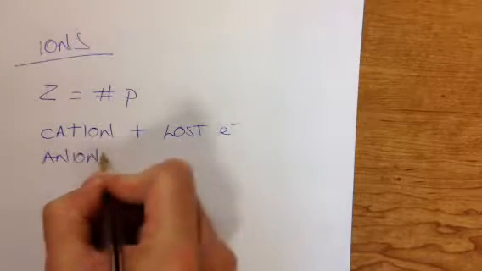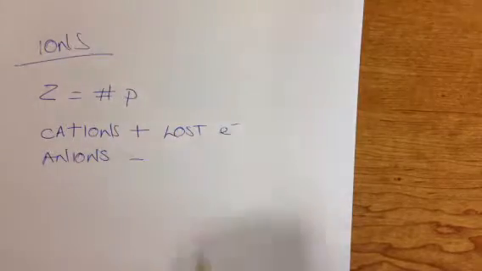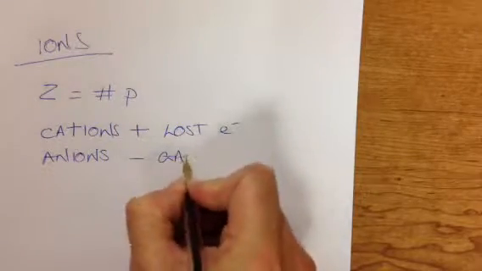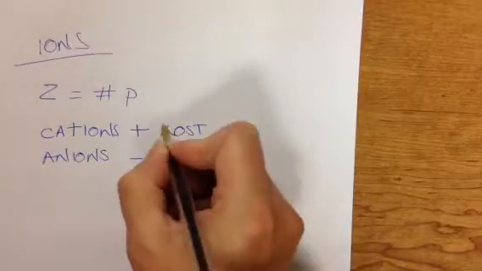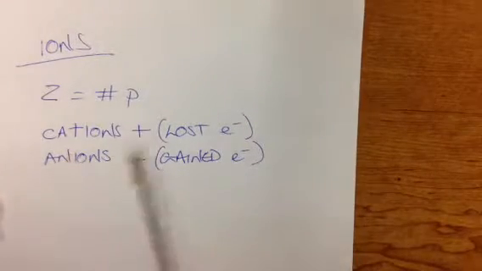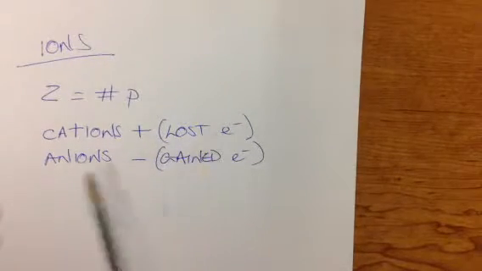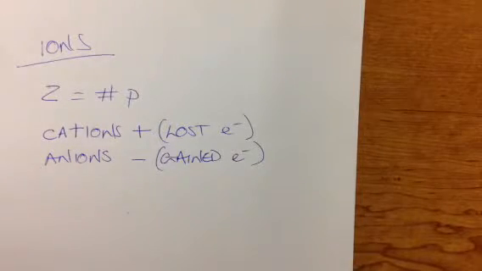Anions are negative. So cations are positive, anions are negative, and they are negative because they gained electrons. So cations are positive because they lost electrons. Anions are negative because they gained electrons. Remember, protons define the element, so the number of protons does not change.